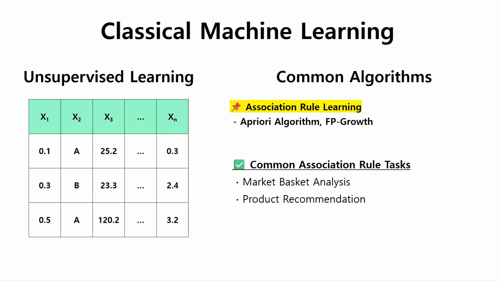Finally, let's talk about association rule learning. Unlike other tasks, this one looks at relationships between items, especially what tends to occur together. Think of it as answering the question, if a customer buys A and B, what else are they likely to buy? Common algorithms include Apriori algorithm, FP-growth. Typical use cases include market basket analysis, understanding buying patterns in retail, product recommendation, suggesting items that are frequently bought together. This is the kind of logic used behind many "customers also bought" sections on online stores.